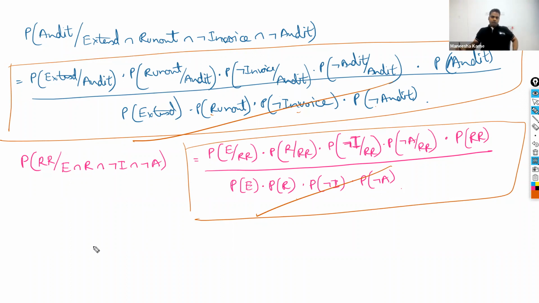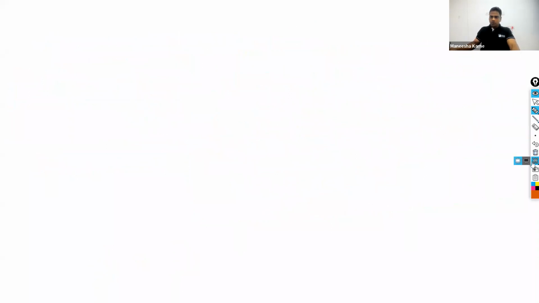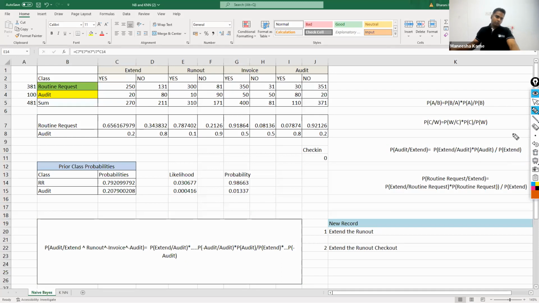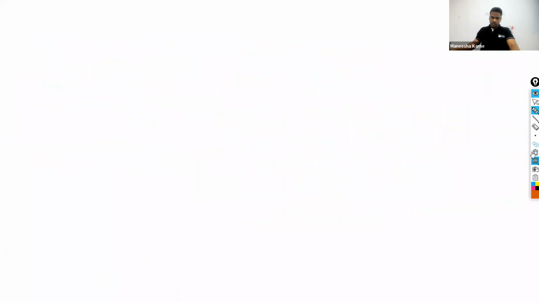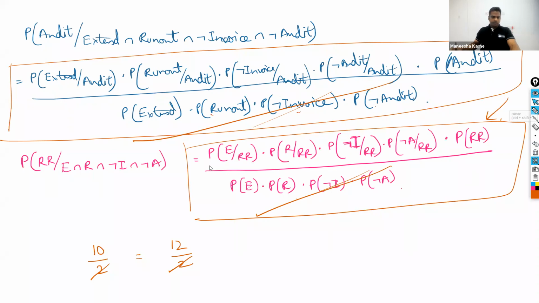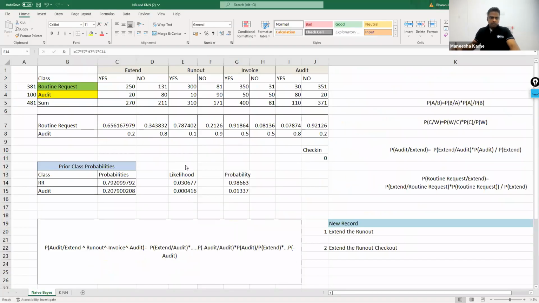For example, if it is 10 by 2, and if you're trying to compare it by 12 by 2, you can cancel out these two, right? That is exactly what we are doing. These two, we are cancelling it out. Because at the end of the day, we need to compare these two. So only numerator comes into picture. Agree? Okay. Anyways, I think we can get back those values. And that is exactly what we are doing here.